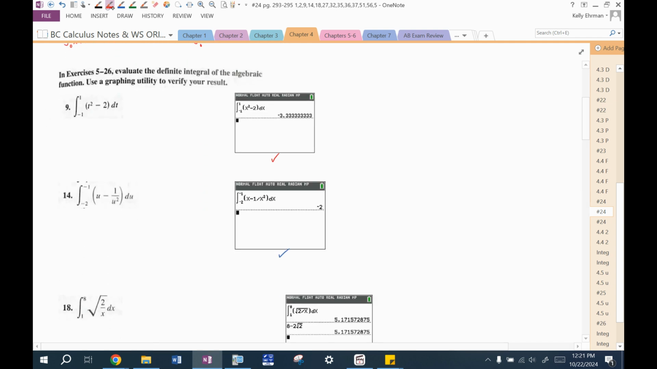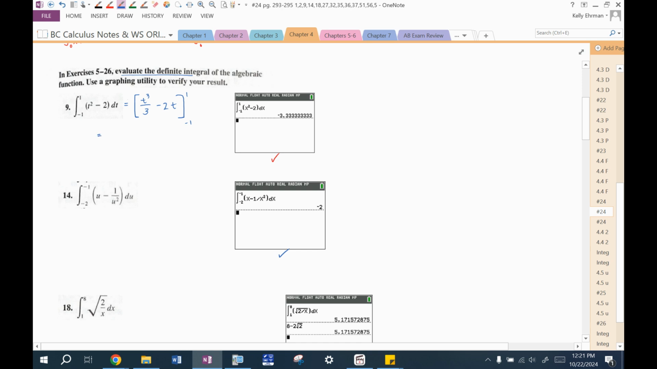For this section, it says evaluate the definite integral. Use a graphing utility to verify. So I left that work up here. I'll show you once how to get this, and then you can just confirm on your own. So I want to find the integral. So t squared becomes t to the third over 3. Minus 2 becomes minus 2t. We are evaluating from negative 1 to 1.